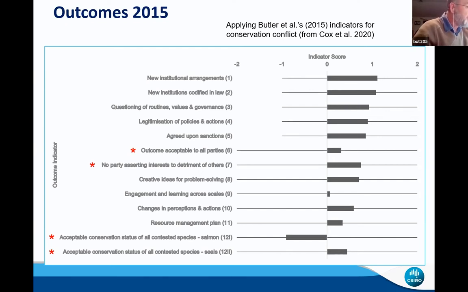Then in terms of the acceptable conservation status of contested species, the reason was that salmon were considered to be still in decline. And that was the major reason why people were not happy. The process was not managing to maintain the status of salmon and seals. The seals, on the other hand, were doing okay. So immediately we picked out, by adding those extra indicators, that there was some significant friction re-emerging some 10 years after the process started.